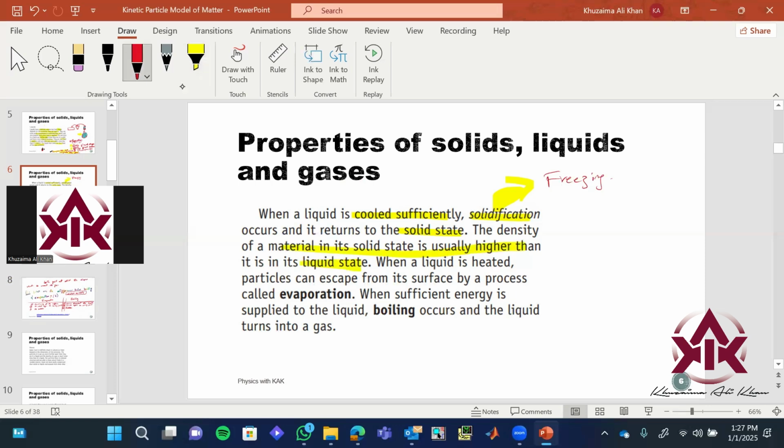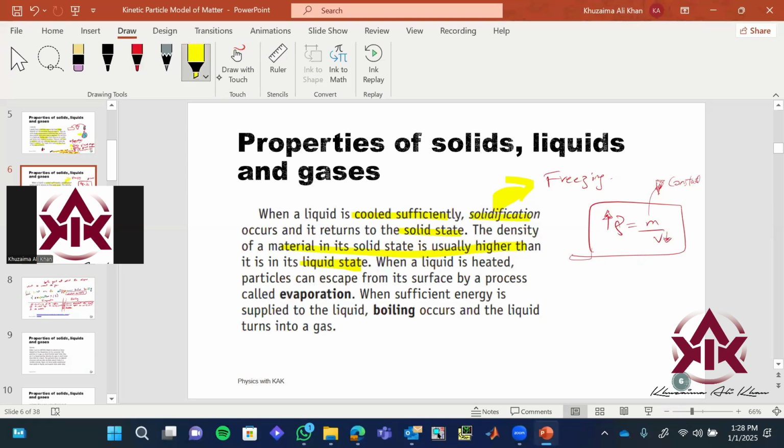So obviously, what is density? Density is mass upon volume, right? So if you go from liquid to solid, the volume has decreased. If the volume has decreased, the density increases. The mass is constant. What is mass? The amount of particles. So the number of atoms in the liquid or in the solid is the same, so it is constant. Only the volume and the density change.